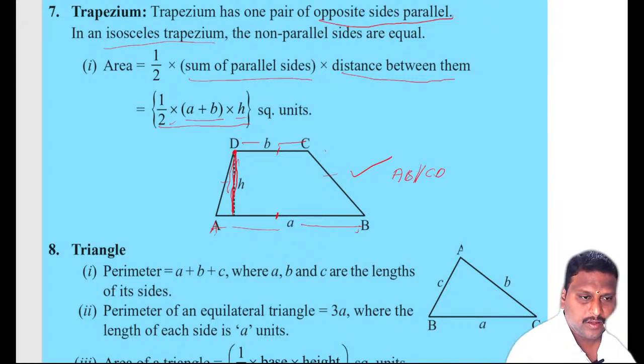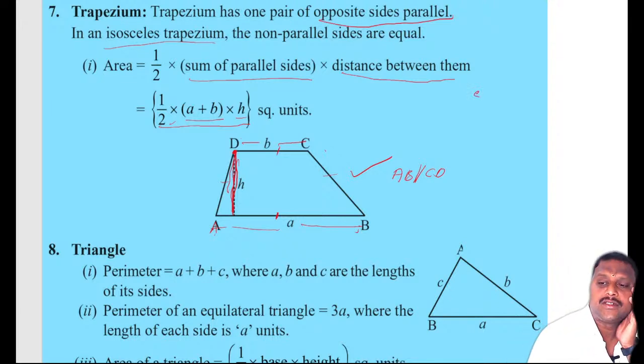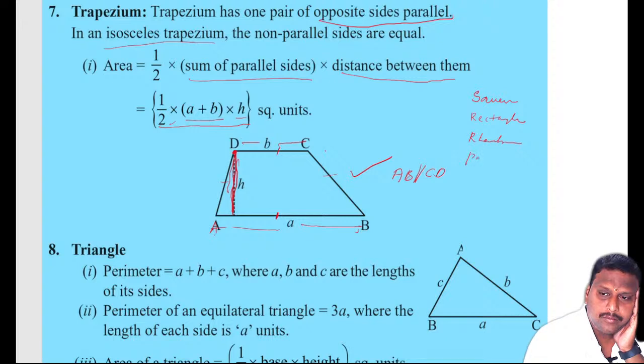Right now, this is all about the quadrilaterals. What are the quadrilaterals we have discussed? Square, rectangle, rhombus, parallelogram, and trapezium. These are the things we have discussed regarding quadrilaterals.